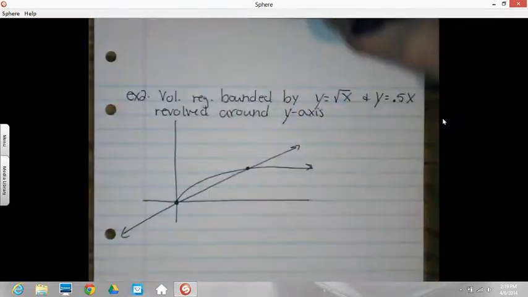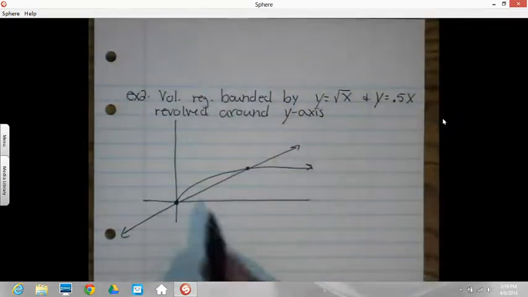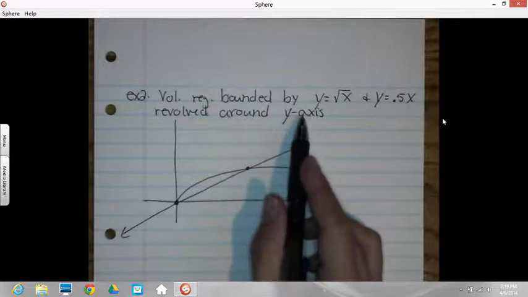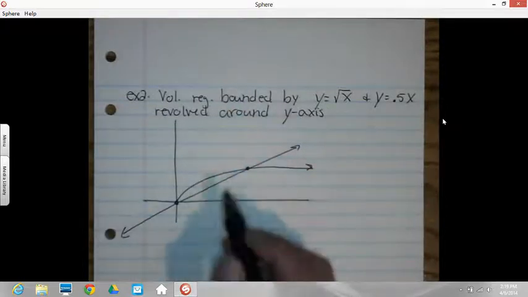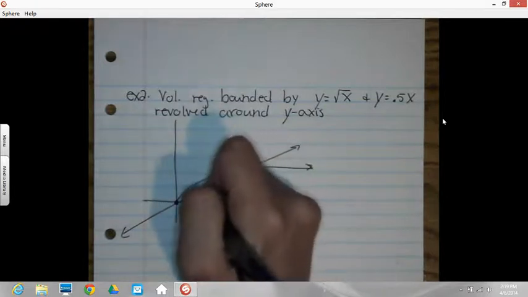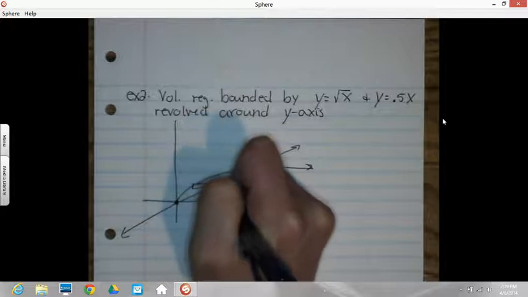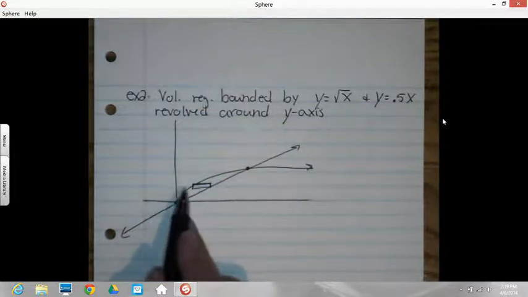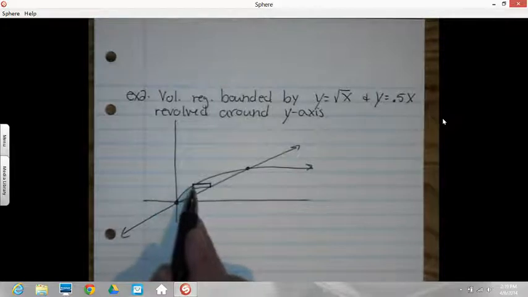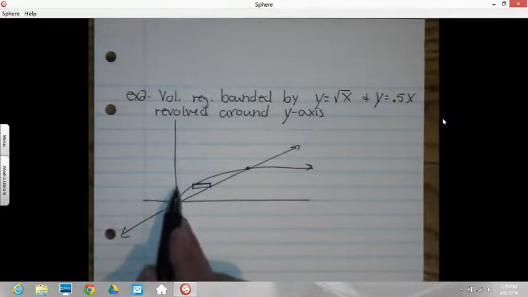Okay, I need to draw my rectangles perpendicular to my y-axis. So even though I could draw them up and down like this and go around the y, that doesn't work for me. I want to go perpendicular to the axis I'm revolving around. Now I swing around and I'm going to get that washer because there's a gap here. Anytime there's a gap between your rectangle and your axis, you create that washer.